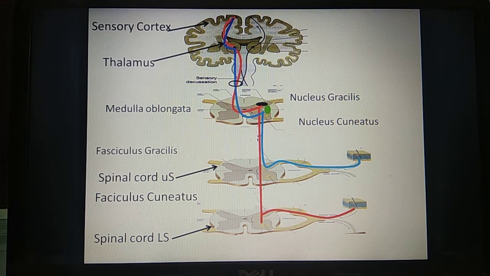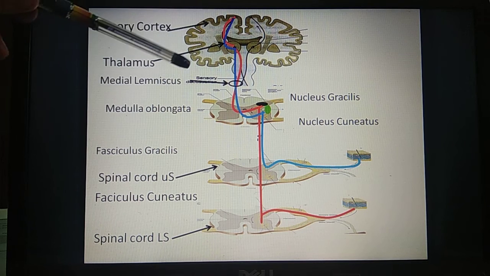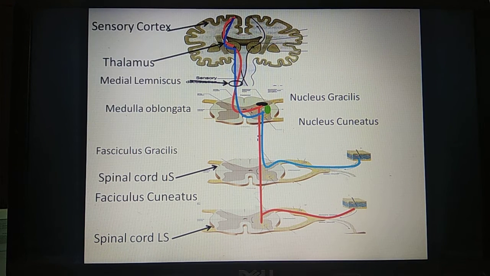Now, this bundle is called the medial lemniscus, located medially, and a bunch of fibers in the brainstem are called a lemniscus. If you recall, I have already told you, everywhere it is a bunch of axons.